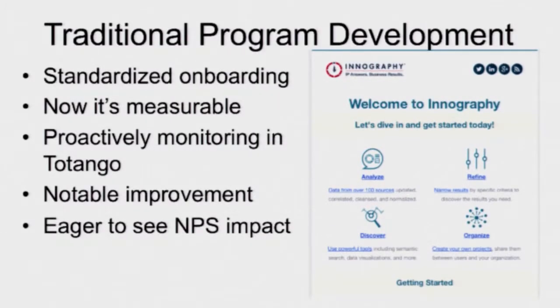So traditionally, we measure customer sentiment with NPS and engagement scores, but non-metric data is also very revealing. So the first example that I'll give is using traditional data in program development. Last fall at Innography, we did an engagement with Statrix Solutions, and Evan is going to speak next, and we realized that our onboarding program was not as strong as it could have been.